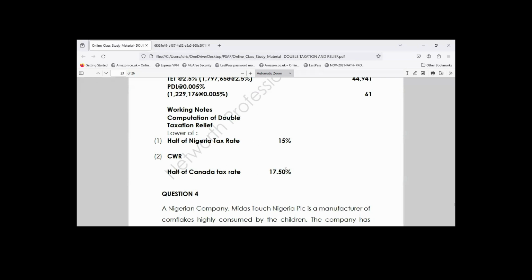I will now compare, sorry, there is a mistake here, with the Canada tax rate, which is 35%. Half of the Nigeria tax rate, which is 30%, is 15%. The Canada tax rate is 35%. This place is supposed to be 35%. I will correct it after the class.